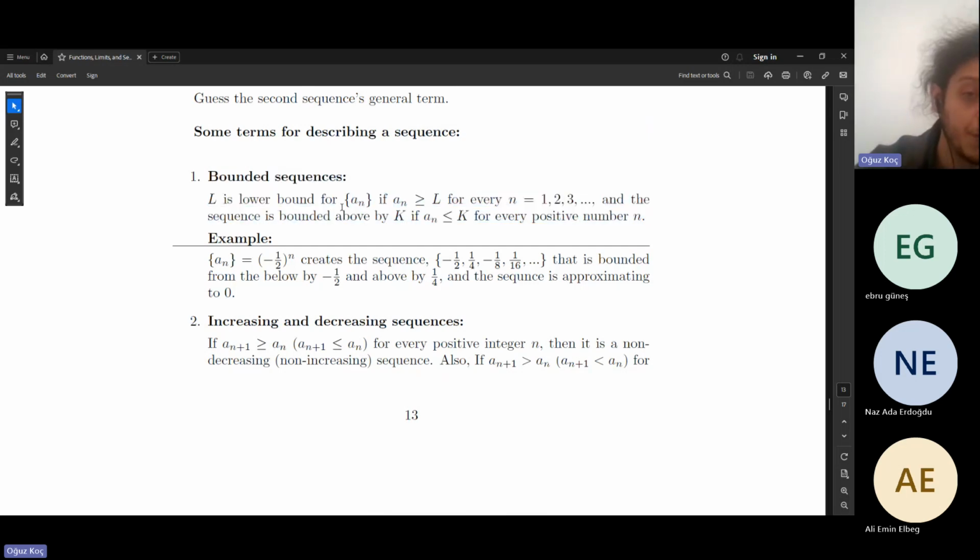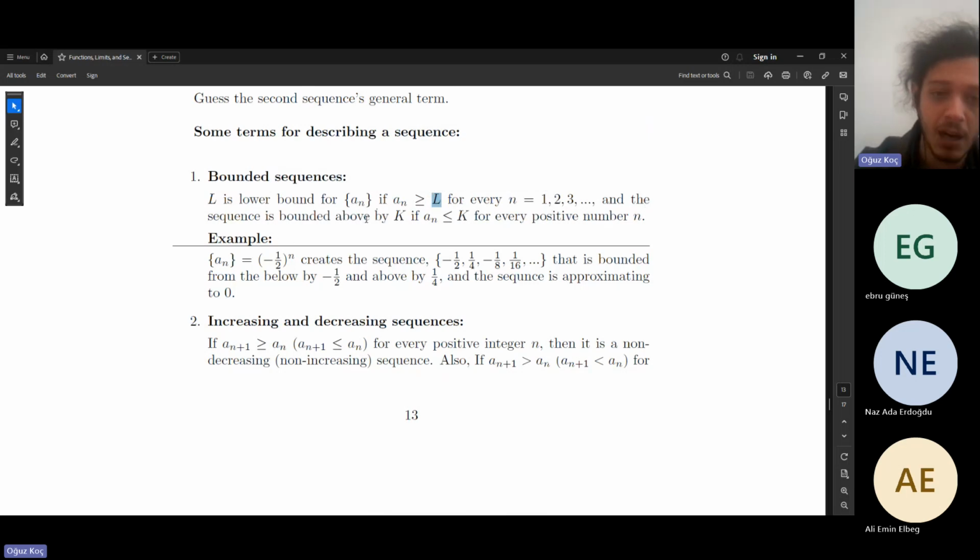L is a lower bound for a sequence a_n if a_n is greater than or equal to L for every n equal to 1, 2, 3, and so on. We can say that it's a lower bound because a_n is not smaller than L here. Therefore, it becomes a lower bound.